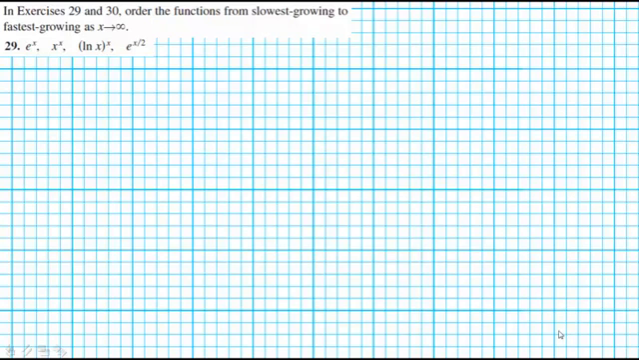Here's problem number 29 from section 8.3. Let's have a contest and see who's the slowest and who's the fastest in this batch. I'm going to start with these two that are almost identical and see how they fare against each other. The limit as x approaches infinity of e to the x over e to the half x.